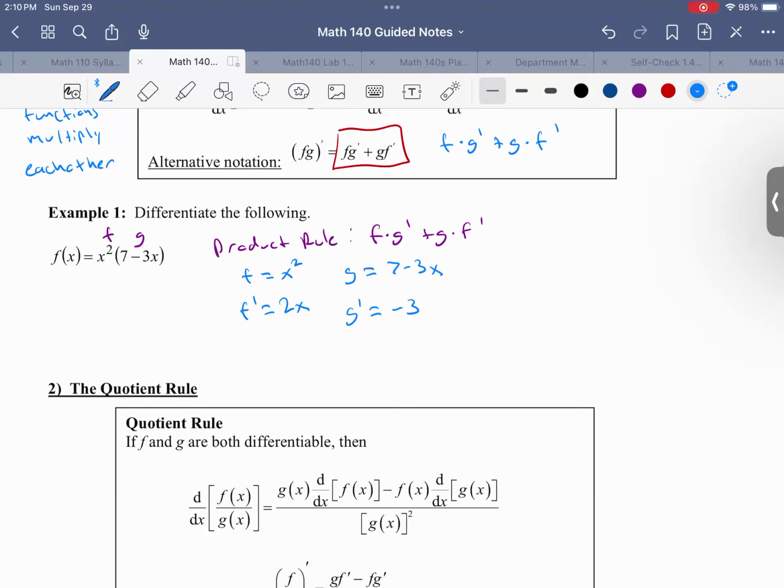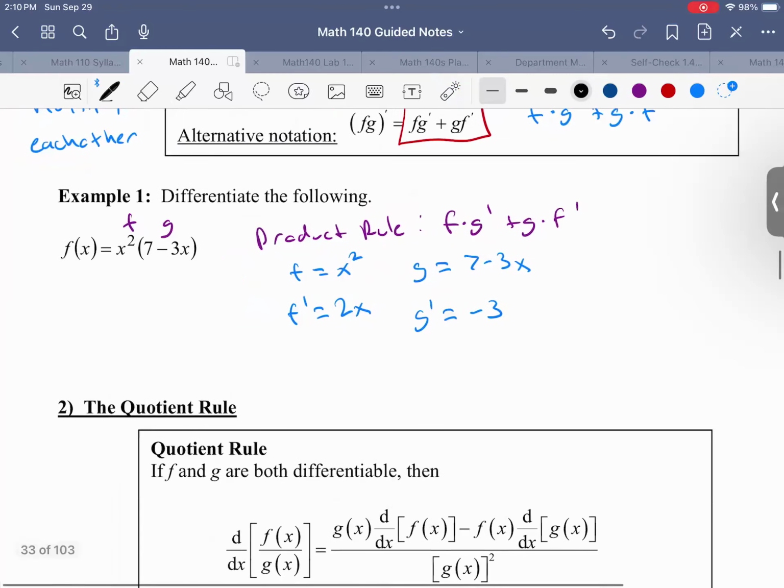Okay, so putting that all together, I'm just going to plug it into this formula here, such that f prime of x is going to equal f times g prime plus g times f prime. I'll use a different color.